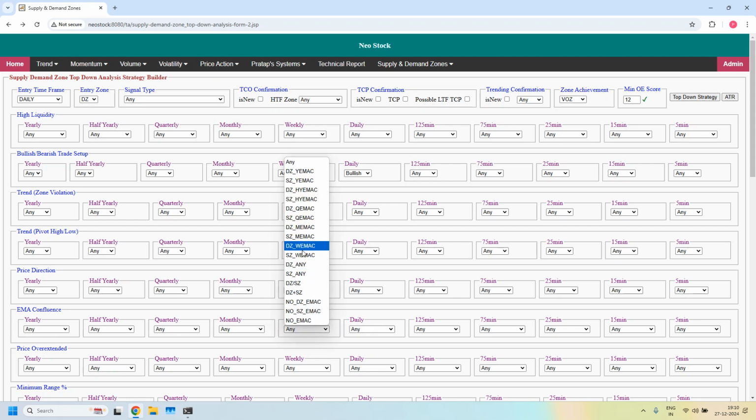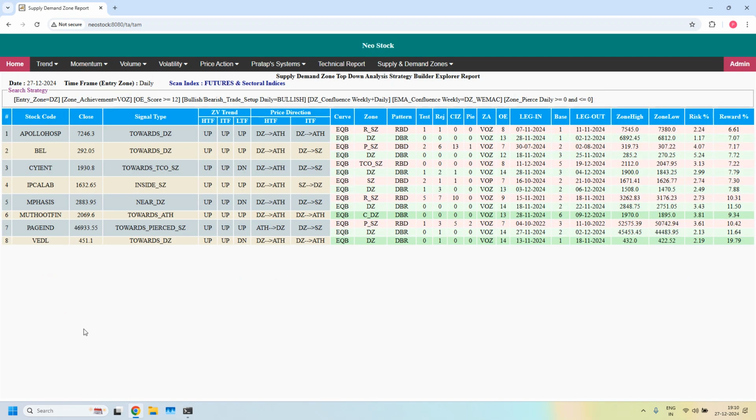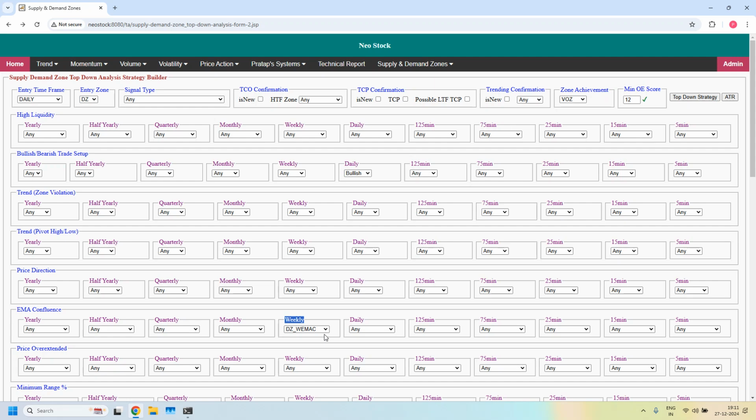So I am setting the parameter weekly demand zone having weekly EMA confluence. With this filter, now the list is reduced to 8. All these 8 stocks are even more high probability trade setup supported stocks. Okay, this is based on LTF and ITF demand zone confluence and weekly EMA confluence. Next filter is about LTF, ITF and HTF demand zone confluence. I am removing EMA filter.